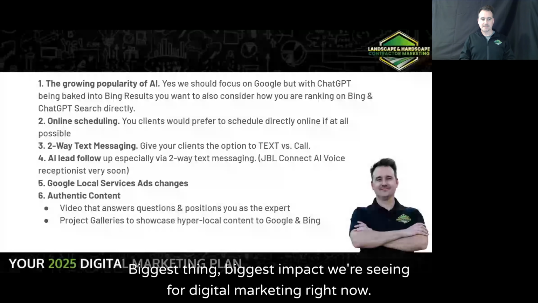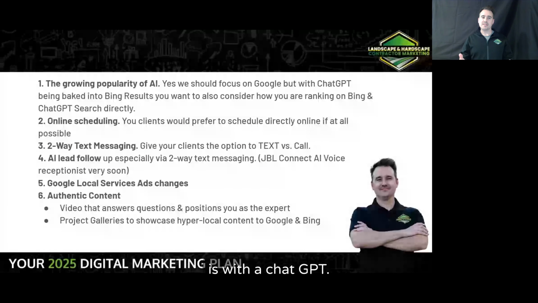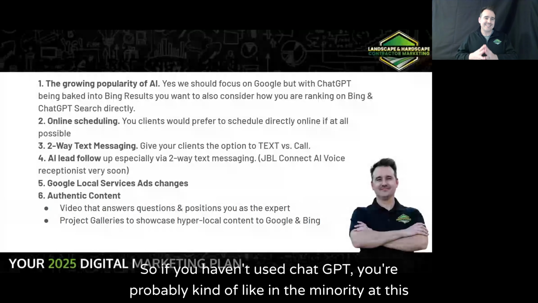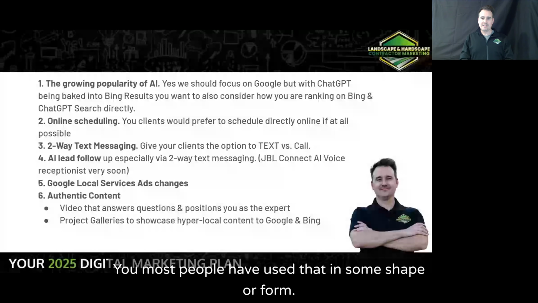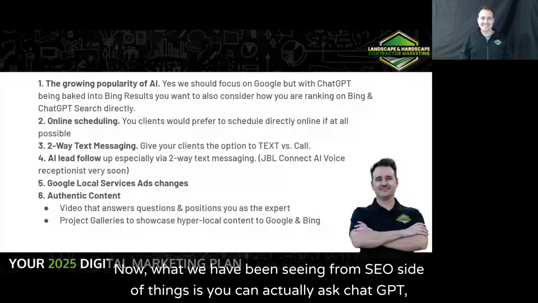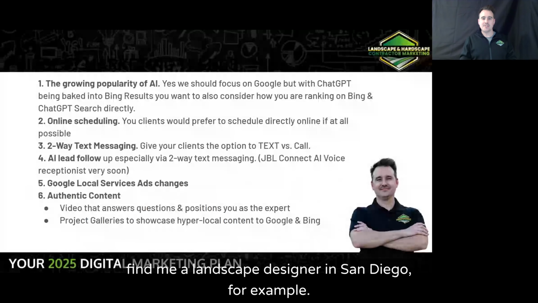The biggest impact we're seeing for digital marketing right now is with ChatGPT. If you haven't used ChatGPT, you're probably in the minority at this point. Most people have used it in some shape or form. What we have been seeing from the SEO side of things is you can actually ask ChatGPT, find me a landscape designer in San Diego, for example.